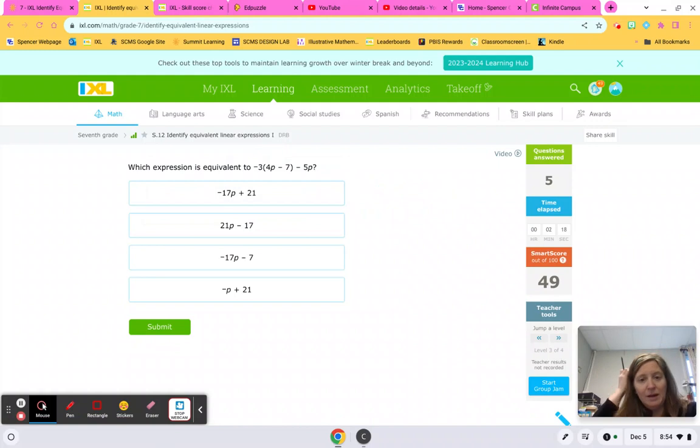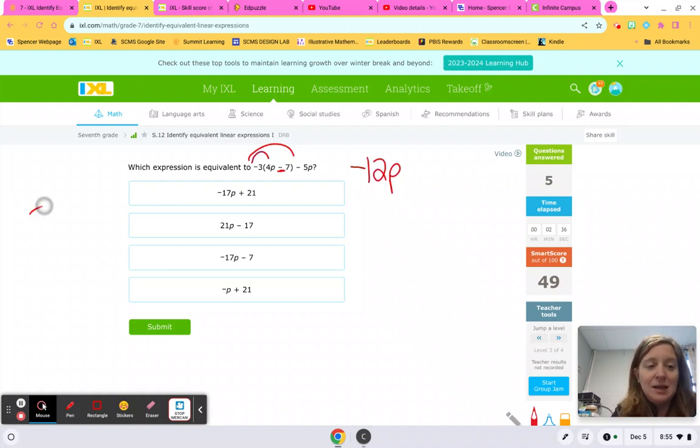All right, so now we're going to get problems like this where we have to do the distributive property and combine like terms. So we're going to do negative 3 times 4p, which is negative 12p. And then negative 3 times 7 is negative 21. But if you look, there's already a minus there. So if you have minus negative 21, that's the same thing as plus 21. Remember, whenever you're subtracting a negative, you're adding the opposite. So plus 21 minus 5p.